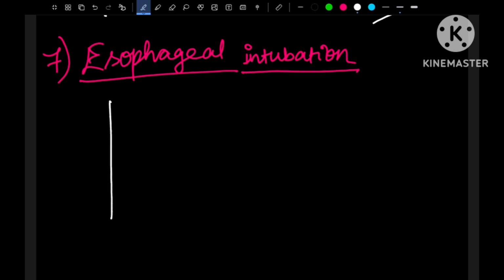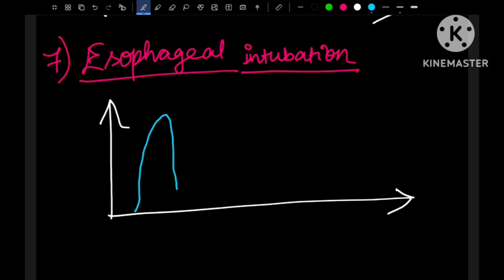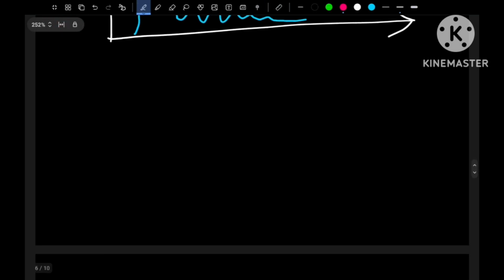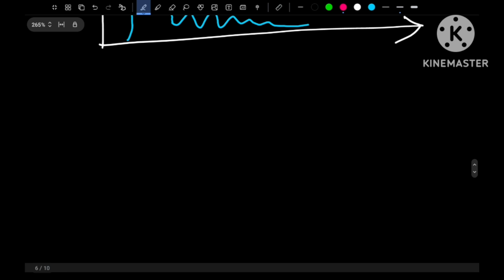Here you can see that it's a very important capnograph. Why? Because while intubating we can know whether we have intubated the trachea or the esophagus. See, a large bell-shaped curve followed by a diminishing curve, a diminishing tail. So that's a large bell-shaped curve followed by a diminishing tail. This denotes esophageal intubation, right? Yes. Next.